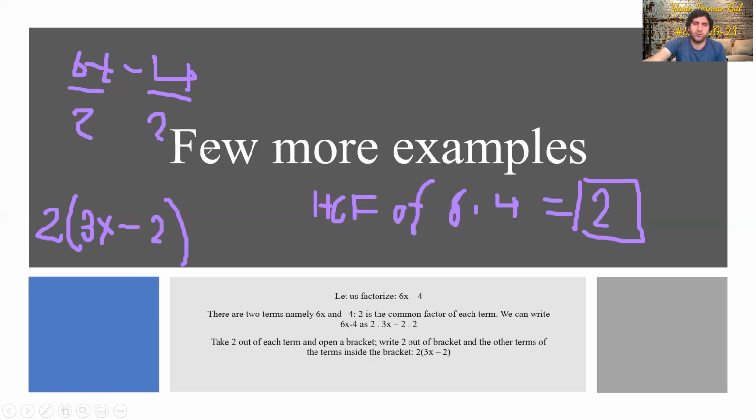In other words, since we said we are taking the common factor out, if I do an inverse operation, I will get the expression. 2 times 3x will be 6x, 2 times negative 2 is going to be negative 4. So when we factorize this expression, this is what we get: 2 in the bracket 3x minus 2. Okay, let's move on.